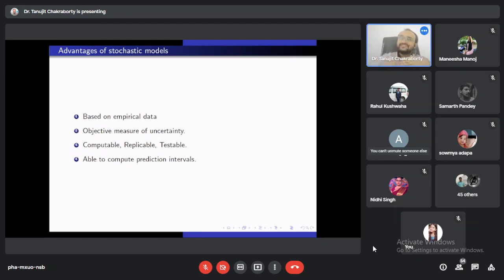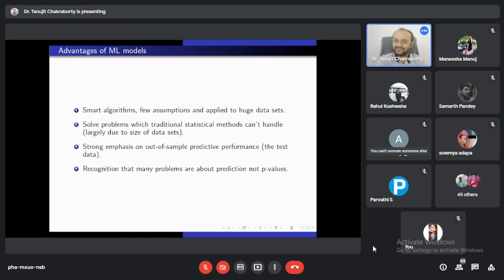Suppose statisticians were always bothered about the interval estimation rather than the point estimation. Point estimation is something where we take the mean and get some point estimate. But what is the interval? What is the interval value in which the temperature of tomorrow is going to lie? That's what we are more interested in. So from the statistical perspective, these are the advantages of the stochastic models.